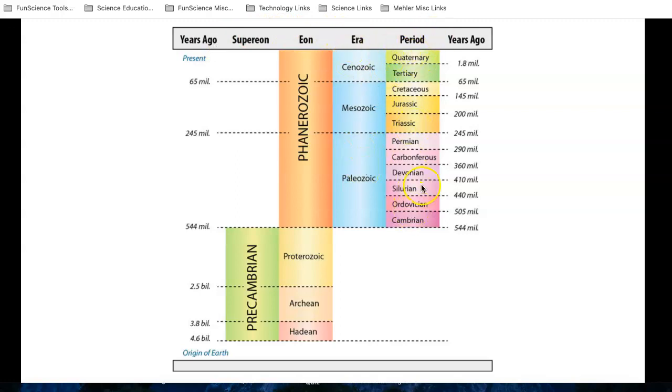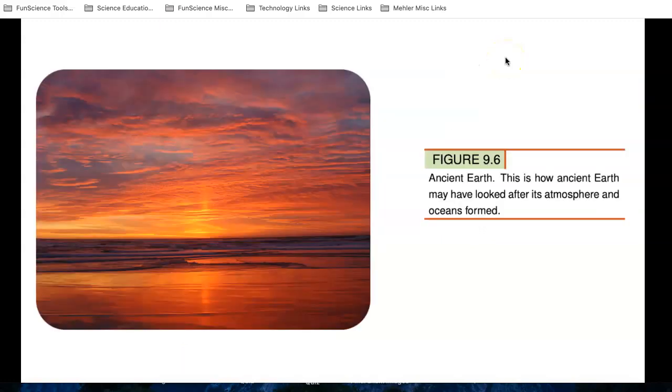Don't worry too much about the period, but have a sense that this section represents 544 million years ago. So that's only like 500 million years ago. One of the major questions that scientists try to answer is, how did life get here? And this picture shows how ancient Earth may have looked after its atmosphere and oceans formed.